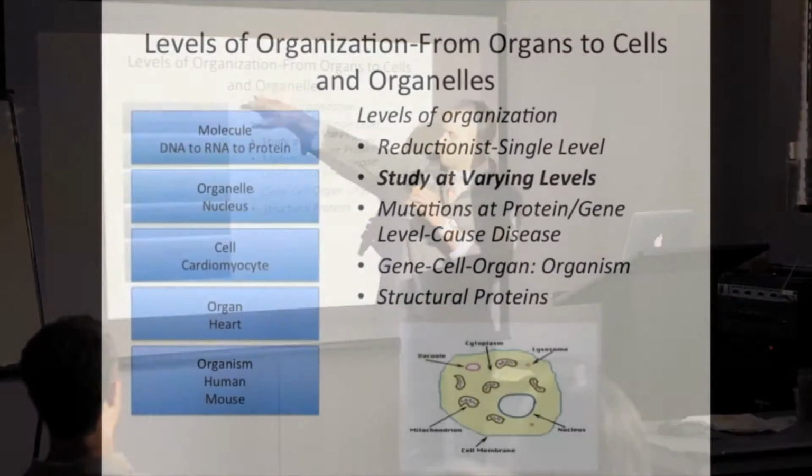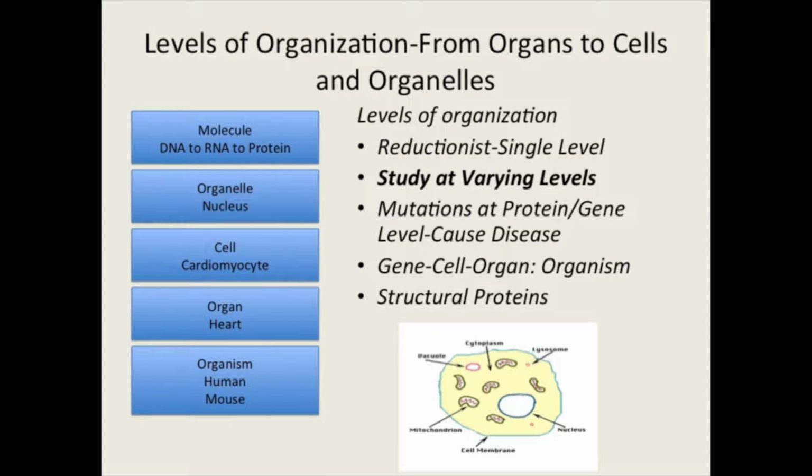So to start off, you've got the molecule, which is DNA to RNA to protein. That in turn can affect the organelles, which are things like the nucleus, things like the mitochondria, things within a cell. Then you've got the cell, in this case the cardiomyocyte, which is the individual unit that performs XYZ. You've got the organ, in this case our organ of interest, the heart, if you study the kidney, the lungs, the liver, what have you, but all this goes to that organ level. And then you've got the organism level, which is in this case human, which is our main interest, or mouse, which are the mouse models we use.